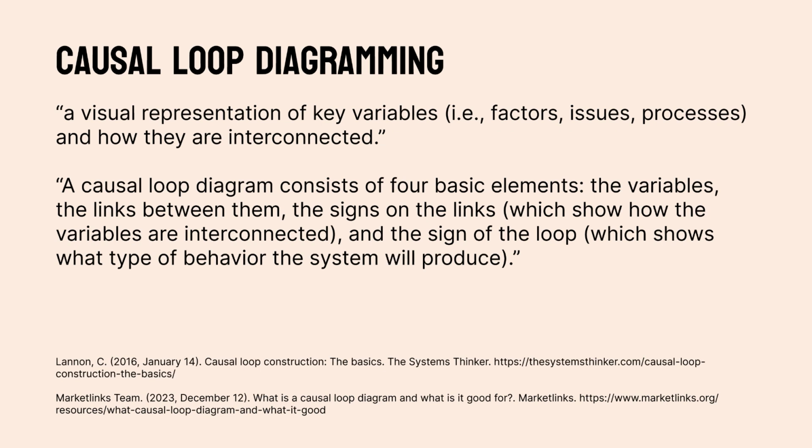The first one is a visual representation of key variables, factors, issues, processes, and how they are interconnected. The second one is that a causal loop diagram consists of four basic elements: the variables, the links between them, the signs on the links, which show how the variables are interconnected, and the sign of the loop, which shows what type of behavior the system will produce.